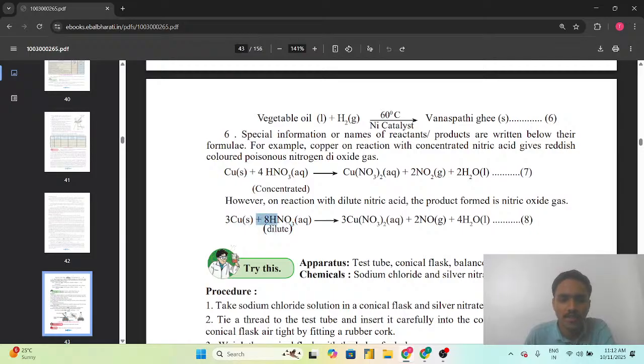So when copper is reacted with dilute nitric acid, we get copper nitrate, Cu(NO3)2, then nitrogen oxide. When reacted with the concentrated acid, we get nitrogen dioxide, a reddish-colored poisonous gas. That is the color of nitrogen dioxide, while nitric oxide is what we get when they react with dilute HNO3. And there is the formation of 4H2O molecules as the product when reacted with dilute acid, and 2H2O molecules of water when reacted with concentrated nitric acid.